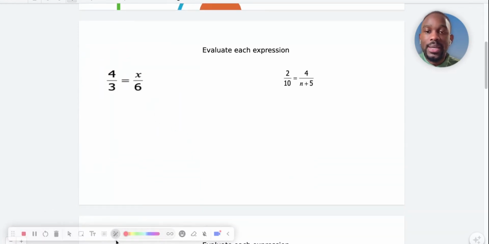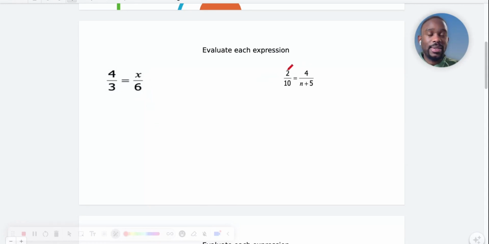The first thing you realize about this example is they're kind of like fractions. They're fractions actually, and they're equal signs. We want to get the value of x, and these are fractions. This is 4 out of 3, and this is x out of 6, right? So that's when you cross multiply.